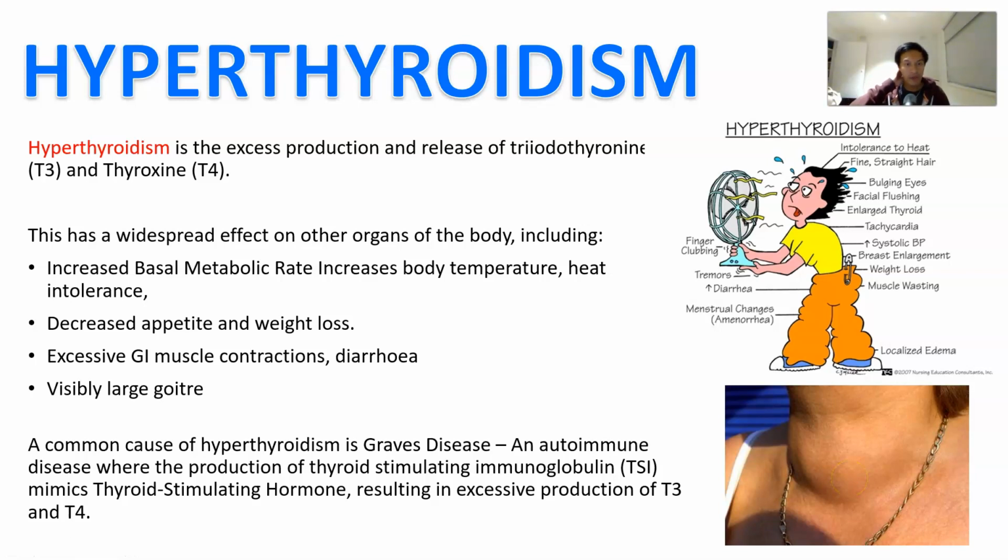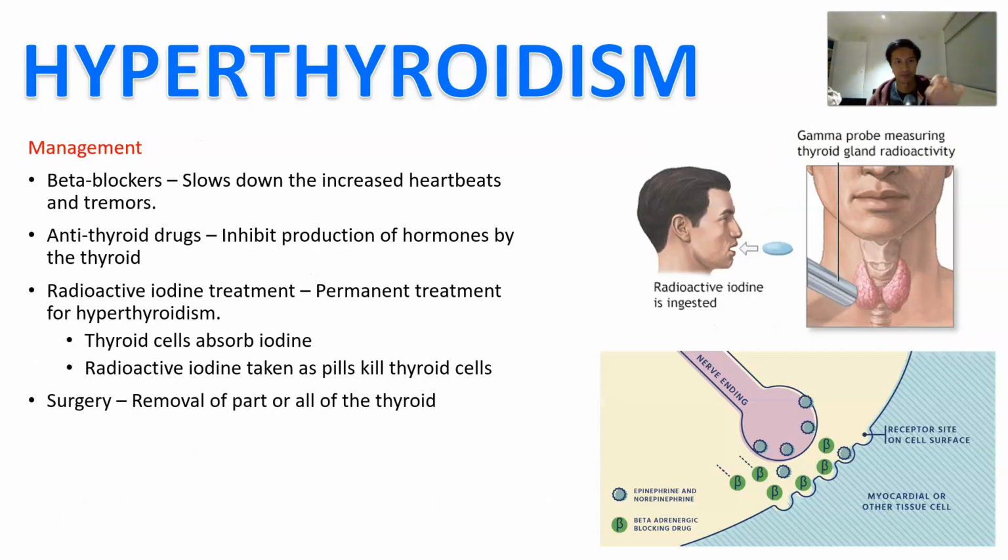Common cause of hyperthyroidism is actually Graves' disease, which is actually an autoimmune disease where the production of a particular molecule called the thyroid-stimulating immunoglobulin mimics the thyroid-stimulating hormone. So you now have an immunoglobulin molecule that acts like a hormone, and it results in the excessive production of T3 and T4, right? Therefore giving you hyperthyroidism.